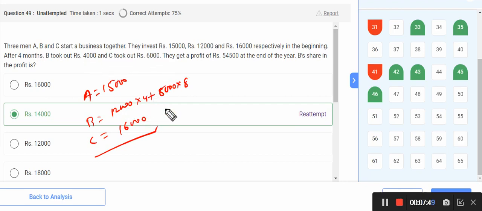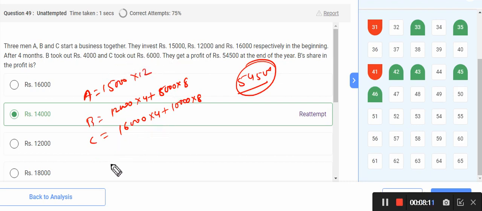And C took out 6,000. So 16,000 was for only 4 months, and the rest of the amount, 10,000, was for 8 months. So they get a profit of 54,500 at the end of the year, and this amount was for the whole year.